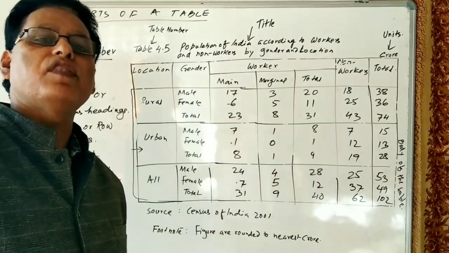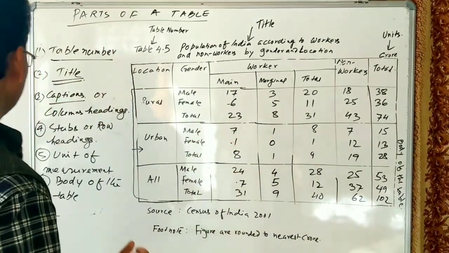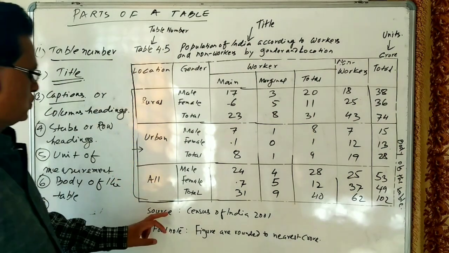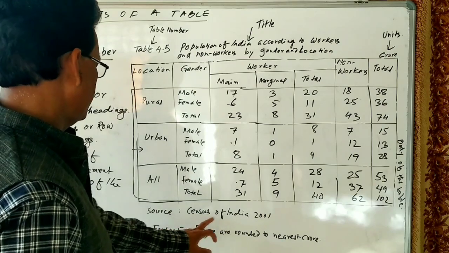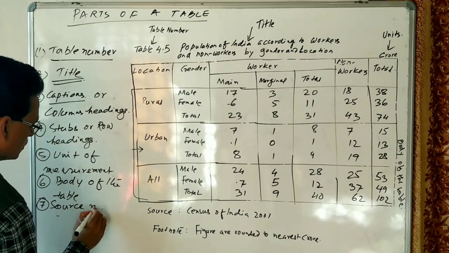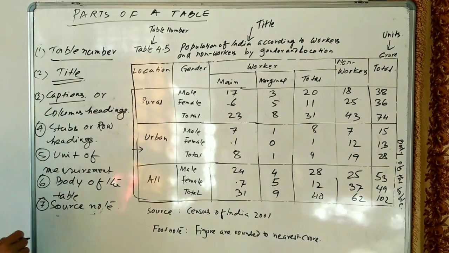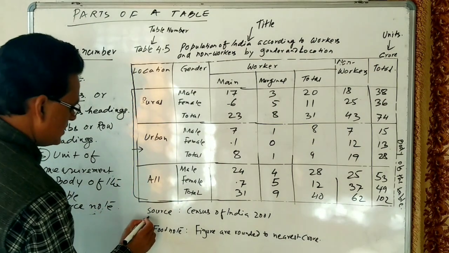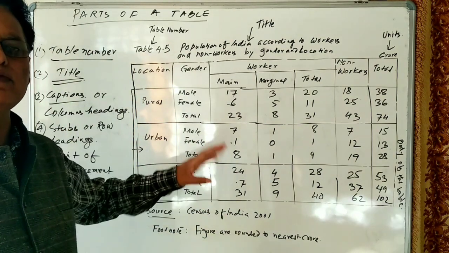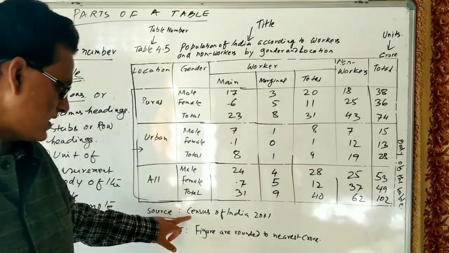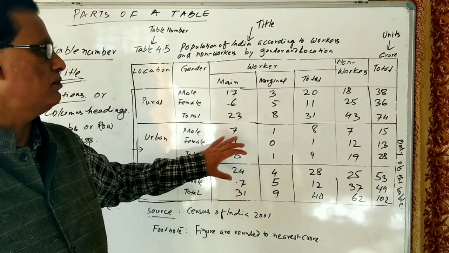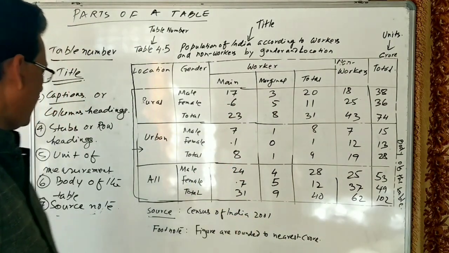So body of the table contains the detailed information, and the 7th part of a table is the source. Source note, Census of India. Source note means from where the informations are taken. Here, this is source note 7. So source note explains from where the information has been taken. Census of India 2001. So this information has been obtained from the Census 2001, and the footnote.